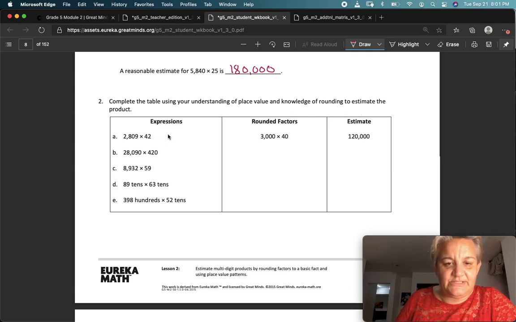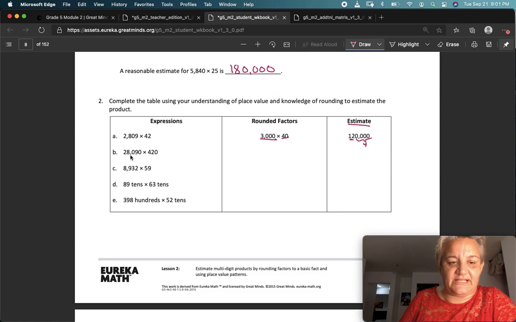Okay, so here we've got A. This is the table, it goes across. And they've rounded 2,809 up to 3,000. And they rounded 42 down to 40. Then they multiplied 3 times 4 and got 12. And then 1, 2, 3, 4 zeros, right? And their new answer is 120,000. That's their estimate. So we're going to do the same thing for the next one.